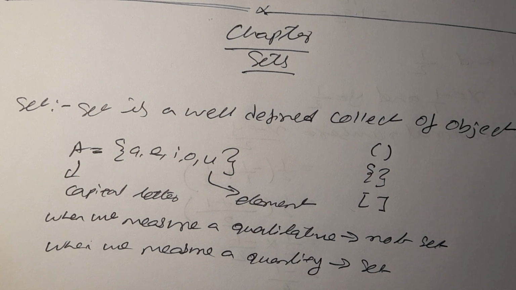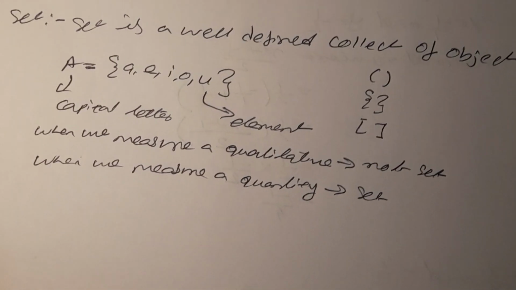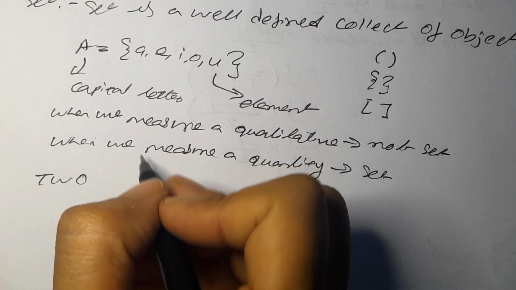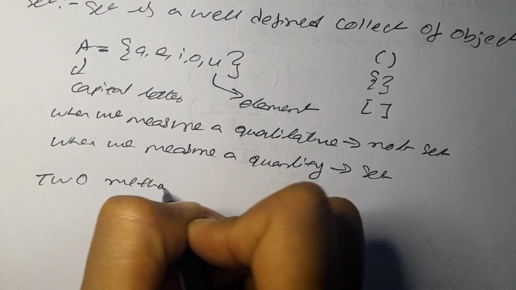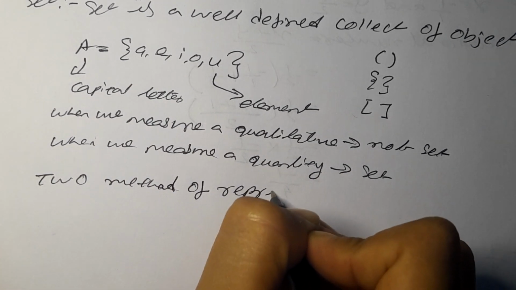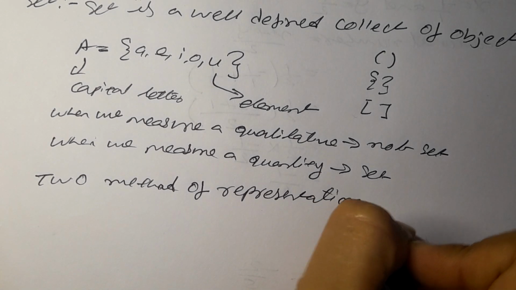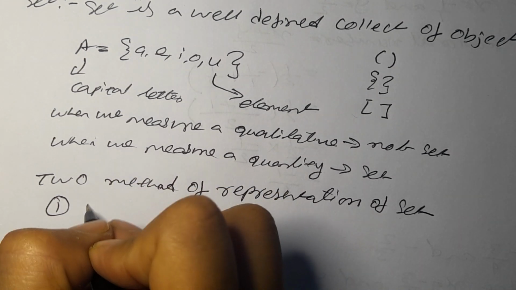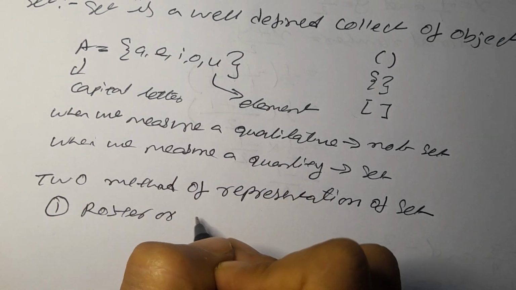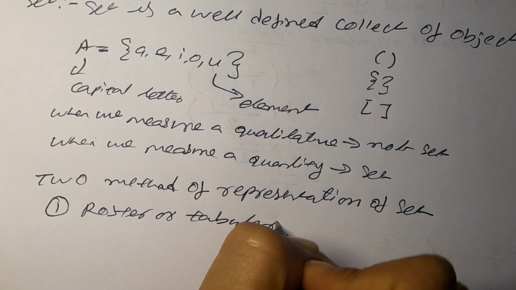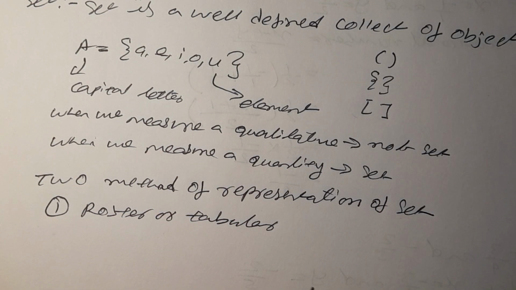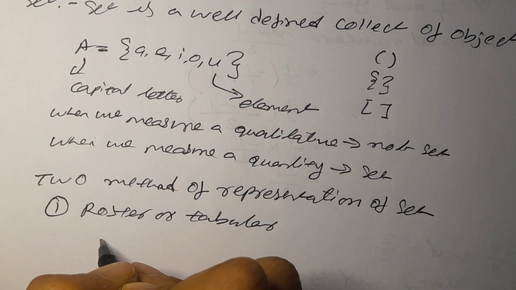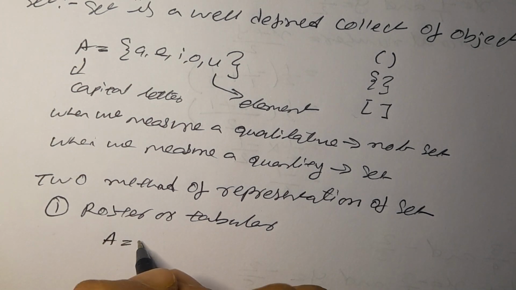Now set representation. Sets are represented in two methods. The methods of representation of a set: the first is roster form, roster or tabular. Let's take an example. A set is always represented by the roster or tabular form, and a set is always represented by a capital letter. Let's take the capital letter A and a bracket. What are we going to take?